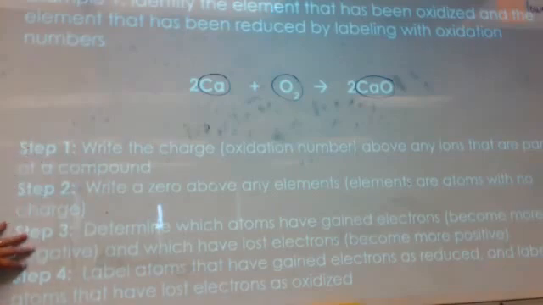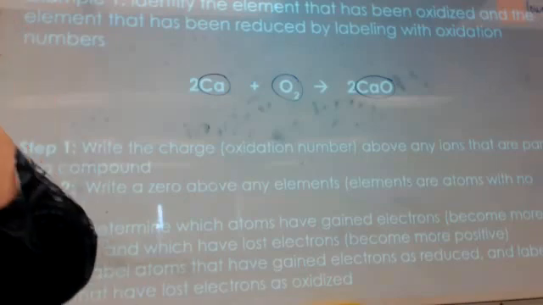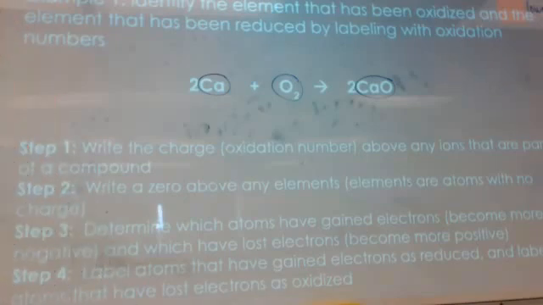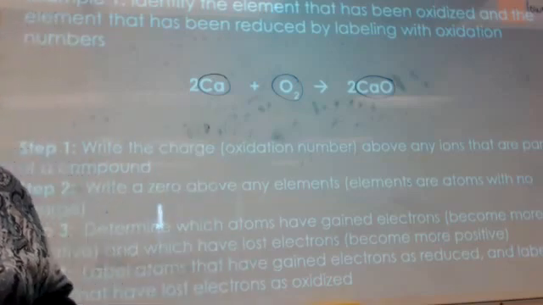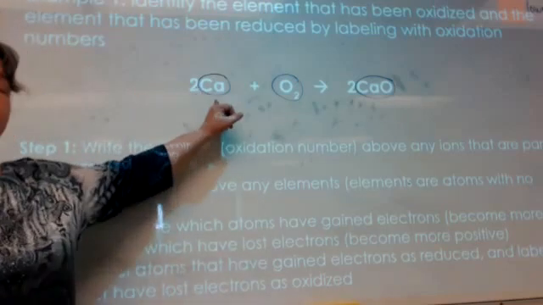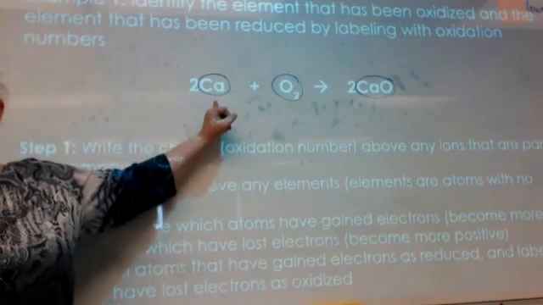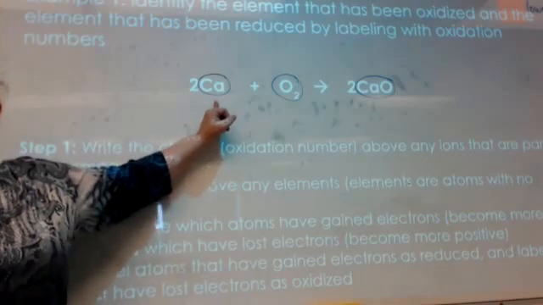I'm going to add a step here because it helps students separate in their brain what's going on, although ultimately you won't need to even think about it. The first thing we need to do, because whether they have a charge or not depends on if they're part of an element or a compound, is identify what is an element versus what is a compound. So is calcium an element or a compound? It's an element.